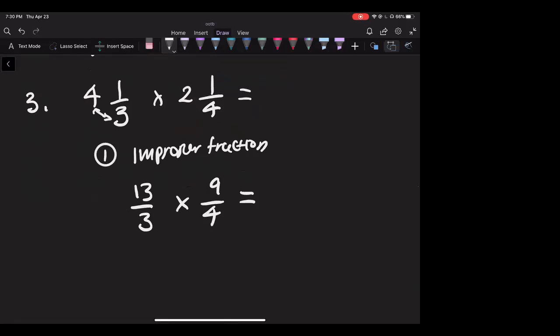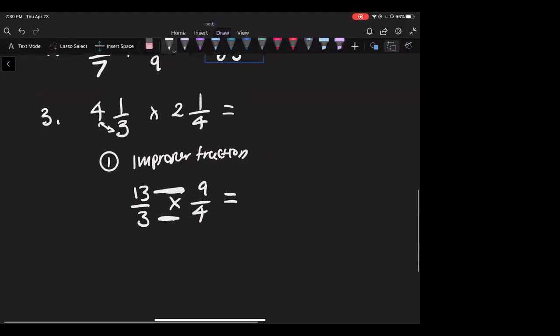Okay, now numerator times numerator, so top times top, and denominator times denominator, which is bottom times the bottom. I'll do it in the calculator. 13 times 9 is the top. Good job. And then 3 times 4, what's the bottom? 3 times 4 equals 12.